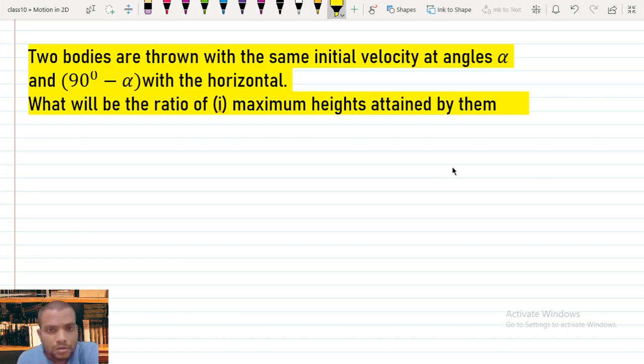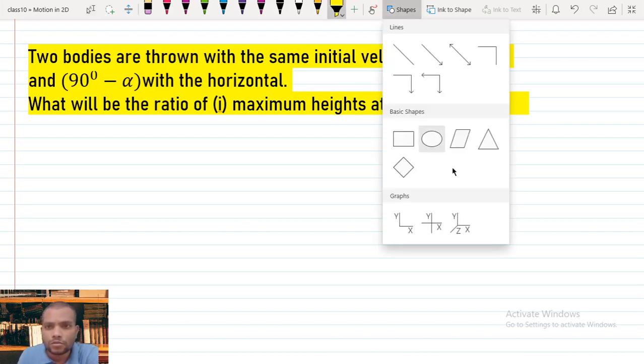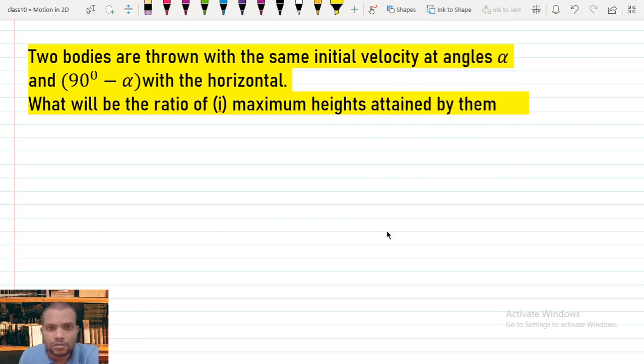Two bodies are thrown with the same initial velocity at angles alpha and 90 degrees minus alpha with the horizontal. What will be the ratio of maximum heights attained by them? So it's the projectile motion case, two bodies.